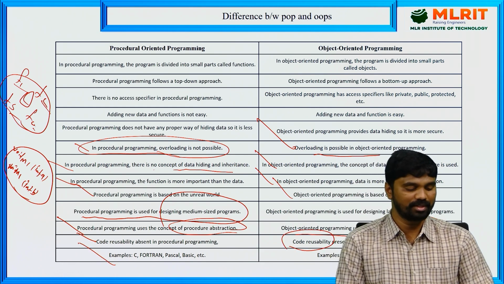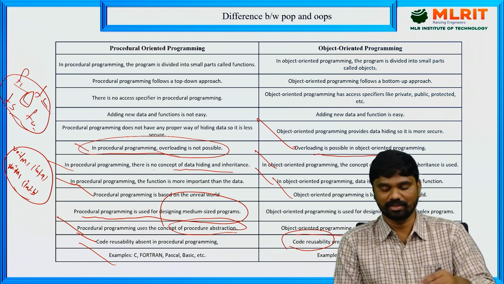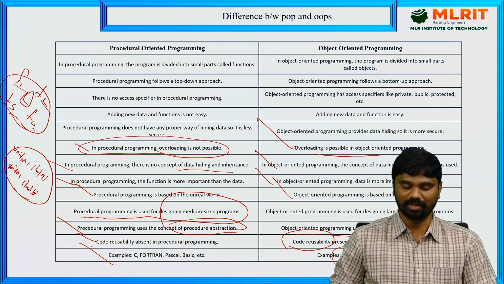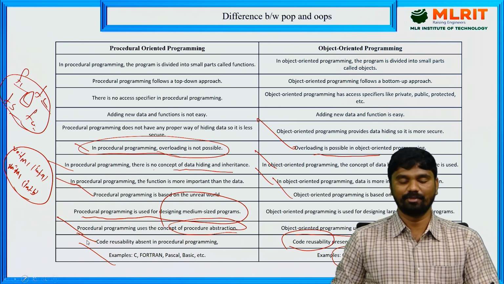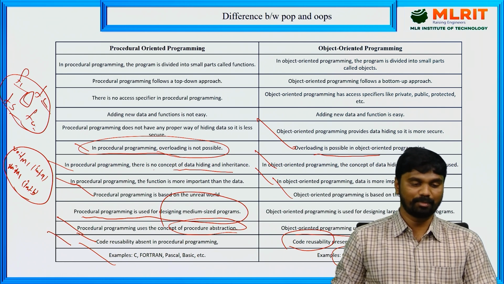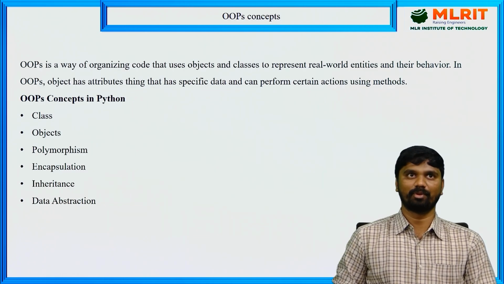Of course, we saw these examples: C, Fortran, Pascal, Basic, and so on. And also C++, Java, Python, C#, and so on. Some examples we already saw, but here we gave the differences, right? So this is about the differences between procedure oriented and object oriented programming language.